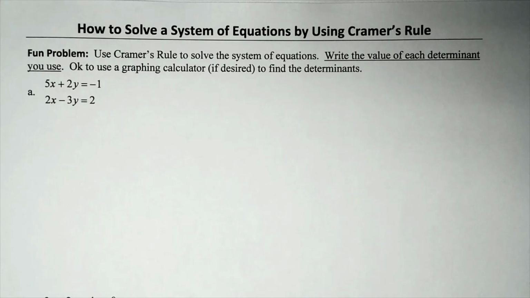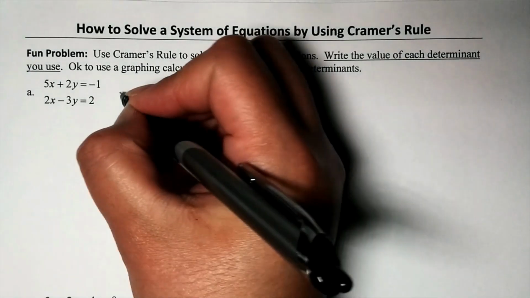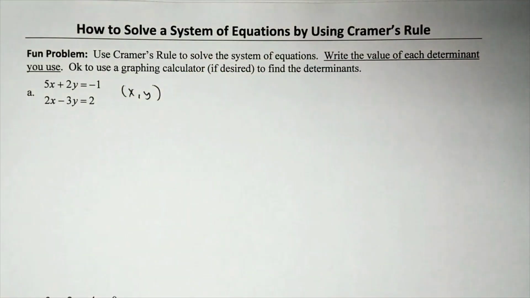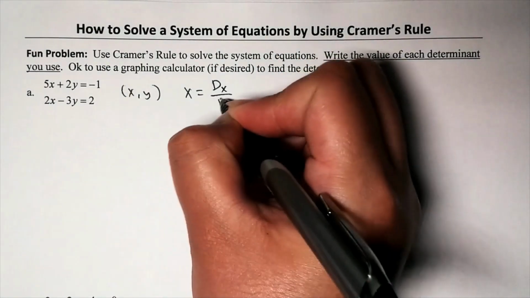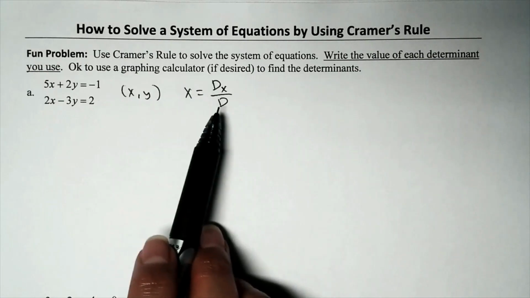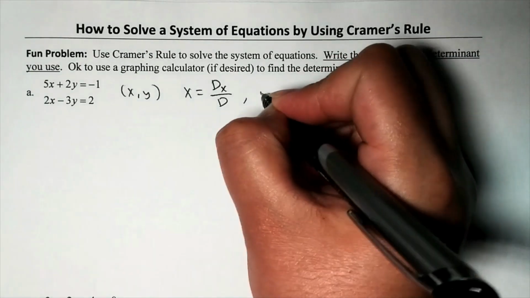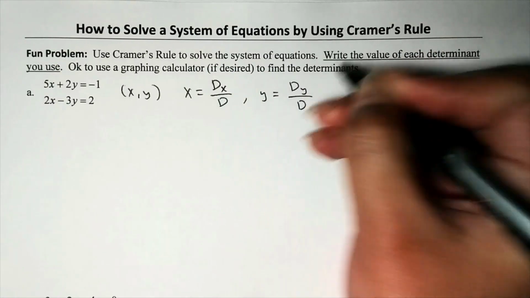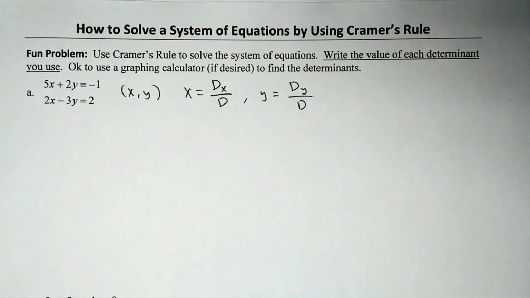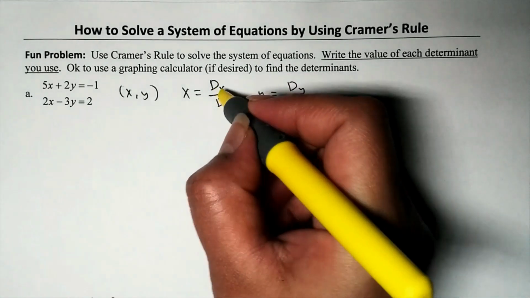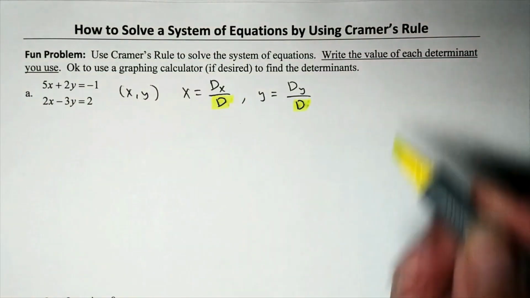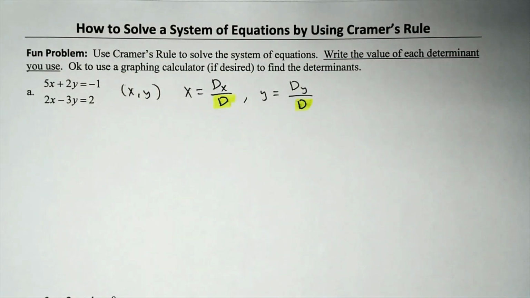First of all, let me remind myself of what the answers look like. We have a system in 2 variables, so if the system has a solution, it's going to be the ordered pair x, y. To find x, we take Dx and divide it by D. They're determinants of specific matrices. To find y, we take Dy and divide it by D. Again, if you love yourself, find the determinant of the coefficient matrix first. If that is not 0, then invest your time and find Dx, Dy.